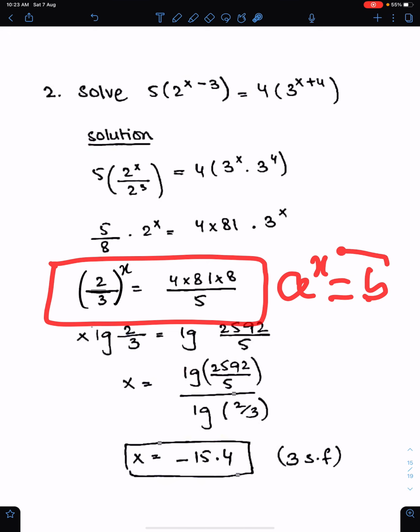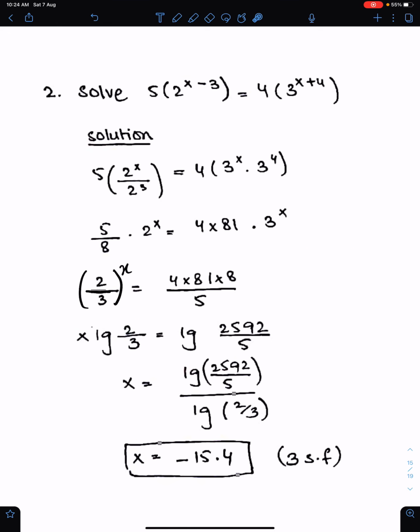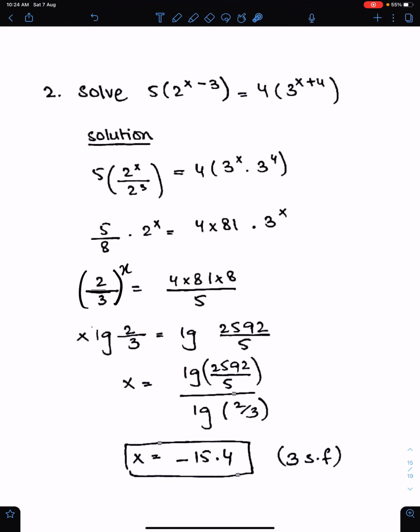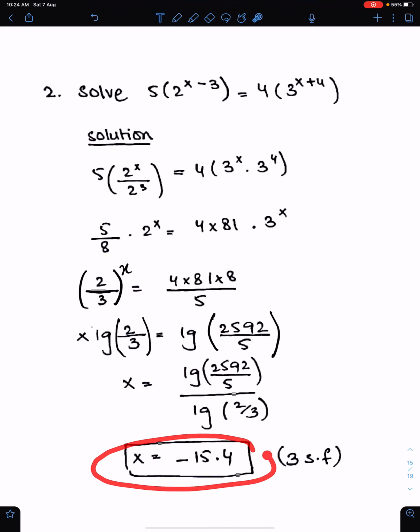After getting this standard index equation, take log on both sides. This x will come here according to the power law. You can have a bracket here if you want, it's better. Now divide by this log on the right hand side and get this answer up to 3 significant figures. This is the way to solve the type 1 questions.